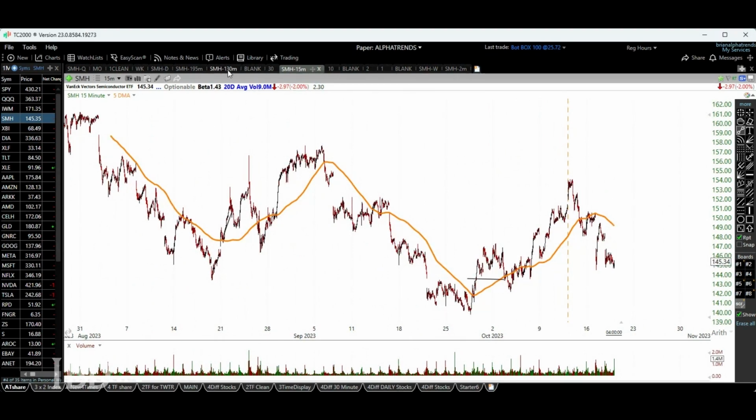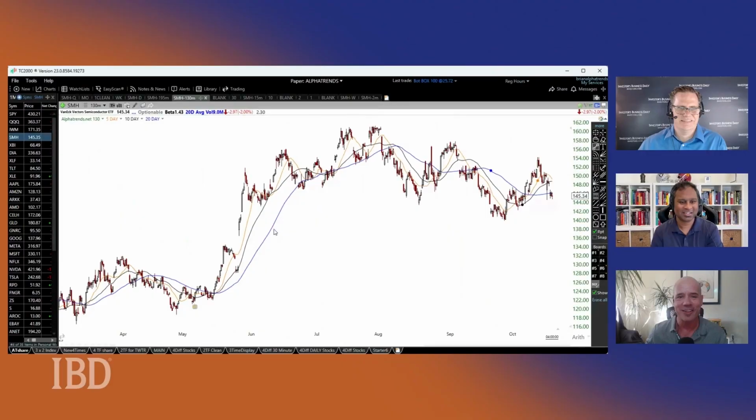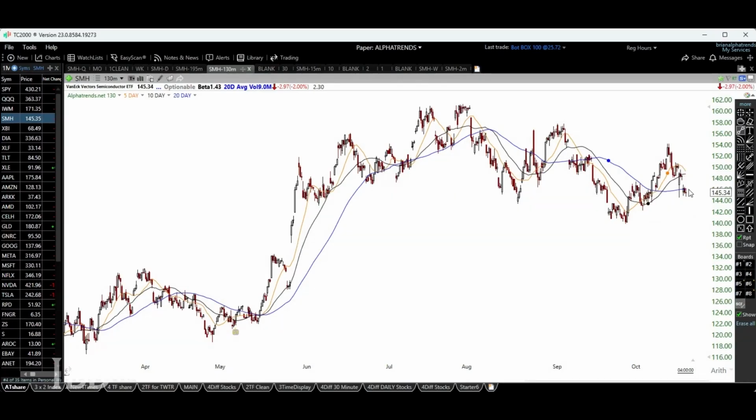So if we go to a 130-minute time frame, and this is maybe a little bit dorky, here I've got a 5, 10, and 20-day moving average, and I've done the same math. So there's 3 candles per day on a 130-minute. So this 20-day moving average is actually 60 periods. Okay. So I've got the 5, 10, and 20 over there.